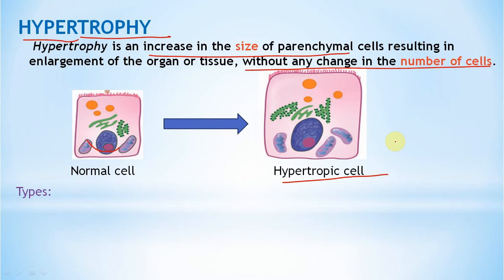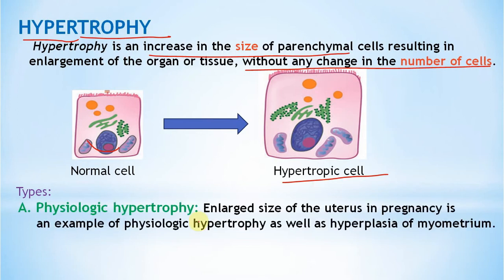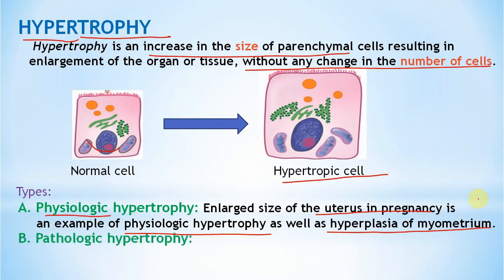It is again of two types, physiologic and pathologic. Physiologic hypertrophy: enlarged size of the uterus in pregnancy is an example of physiologic hypertrophy, as well as hyperplasia of myometrium. Pathologic hypertrophy: hypertrophy of cardiac muscle.